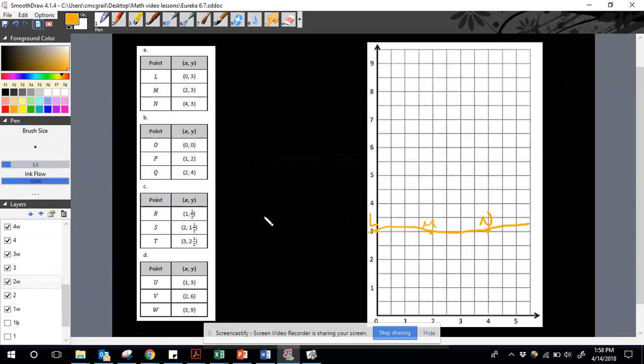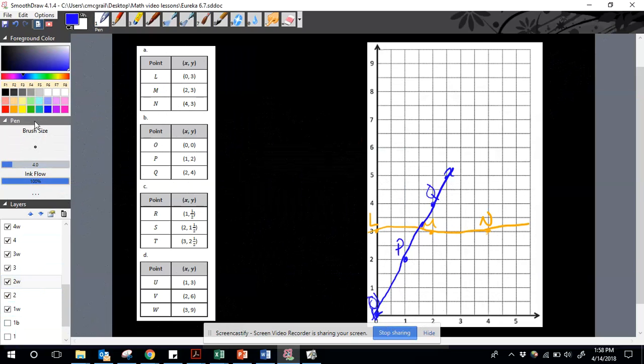That's N. Okay. The next one, line set B. Let's go blue. I can see that it's 0, 0. That's point O. 1, 2. That's P. And 2, 4. That is Q. Now I'm going to try to connect these in a straight line. It's really hard to do on this computer. Let's see. There we go. Not too bad. O, P, and Q.